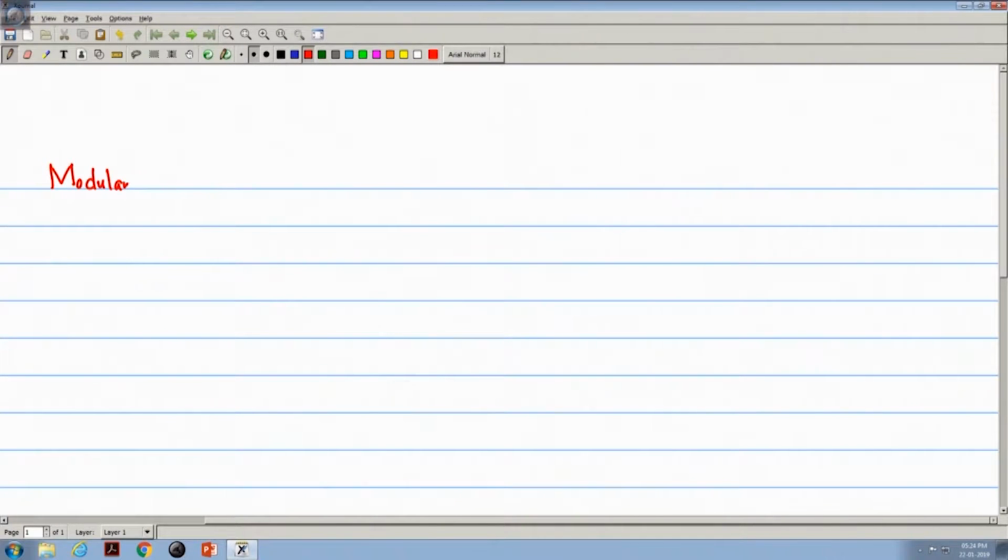because we will now read some more properties and some application areas, and how modular arithmetic we can utilize for some computation purposes.